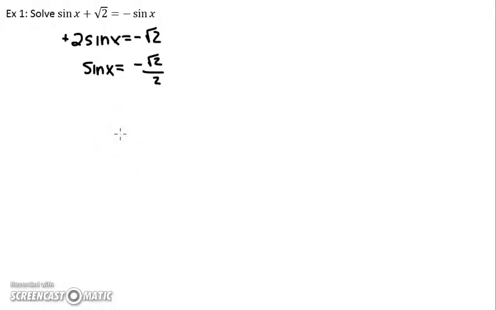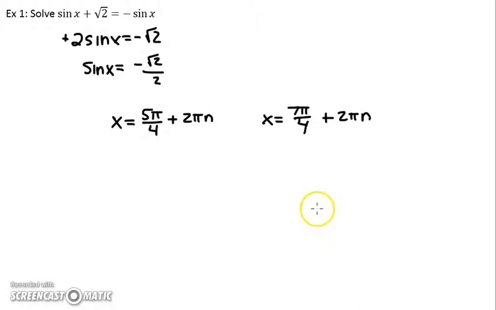So now we've got to think, unit circle, when does sine of x equal negative radical 2 over 2? Well, that's going to happen when x is equal to 5 pi over 4, and when x is equal to 7 pi over 4. The problem doesn't say just on the interval 0 to 2 pi, so we have to say not only 5 pi over 4, but every time after that when I go around the unit circle. Same thing with 7 pi over 4. So 5 pi over 4 plus 2 pi n, 7 pi over 4 plus 2 pi n.